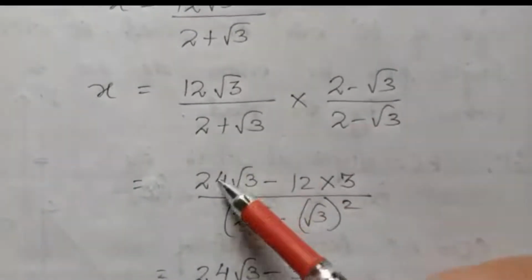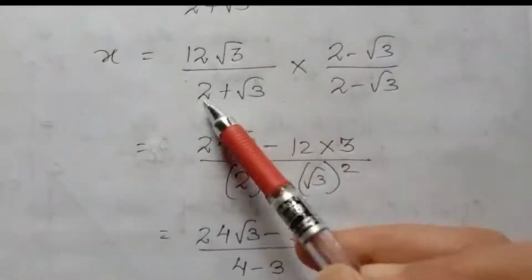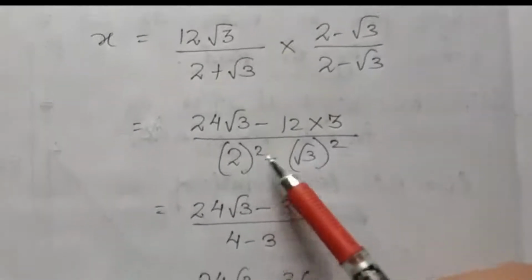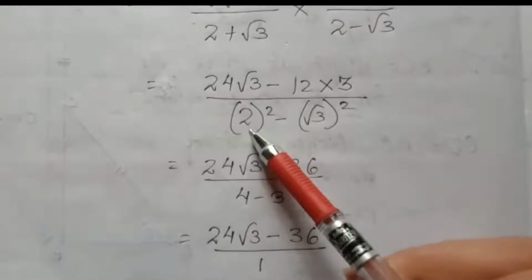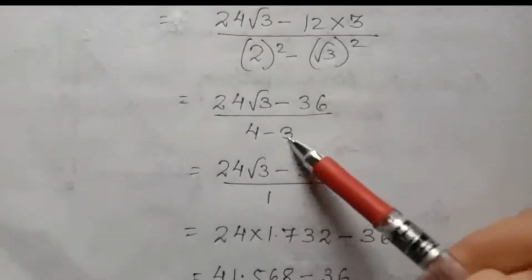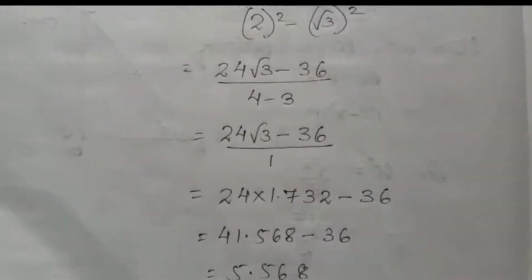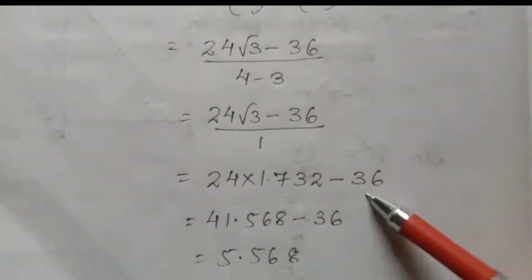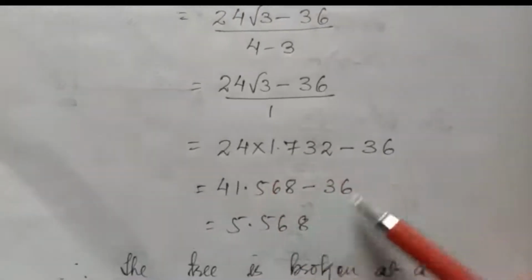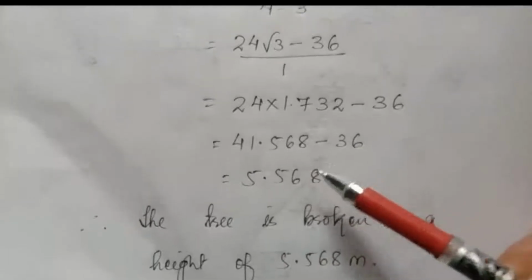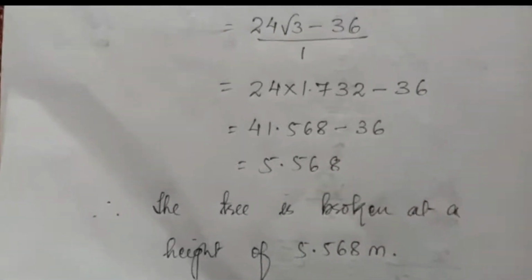So 12 twos are 24 root 3 minus 12 root 3 into root 3, 3. A plus B, A minus B, A square minus B square. So 24 root 3 minus 36 over 2 square is 4, root 3 square is 3, 4 minus 3 is 1. Now you can put the value of root 3, 1.732. 41.568 minus 36. On subtraction, you'll get 5.568. So the tree is broken at a height of 5.568 meter.